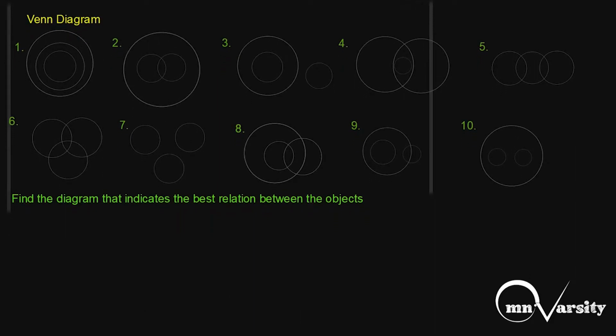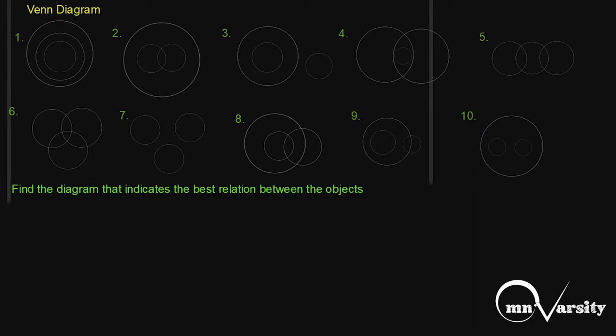Find the diagram that indicates the best relation between the objects. So in the first question, three objects are given: tall men, long hair and Indian. We need to find out the relationship through Venn diagram. A Venn diagram has already been given here.